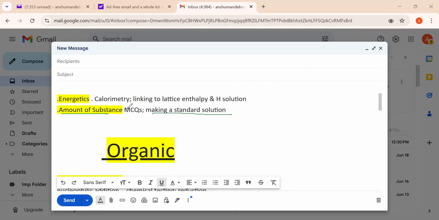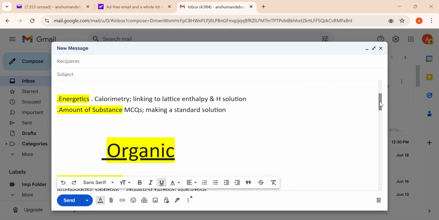What's a standard solution? A standard solution is a solution which is of known concentration, right? So we take the salt, we take it in a weighing boat, put it onto a weighing machine, and add it to a particular volumetric flask, right? Volumetric flask we take to eliminate the random errors which are coming, right?